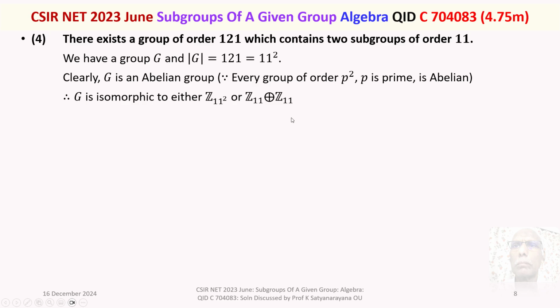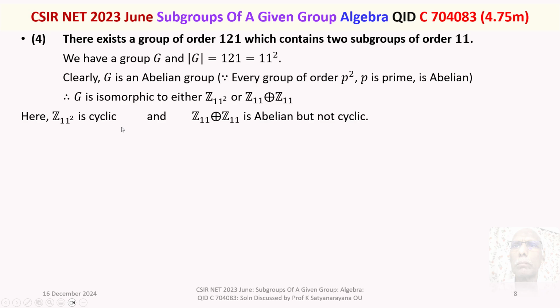Now, out of these two, what is that group which contains two subgroups of order 11? That's what we ask. Is it Z11 squared? Here Z11 squared is cyclic because it is Zn. And Z11 ⊕ Z11 is abelian but not cyclic because the highest order of any element in Z11 ⊕ Z11 is 11. It's not 121. Therefore, it's just abelian but not cyclic.